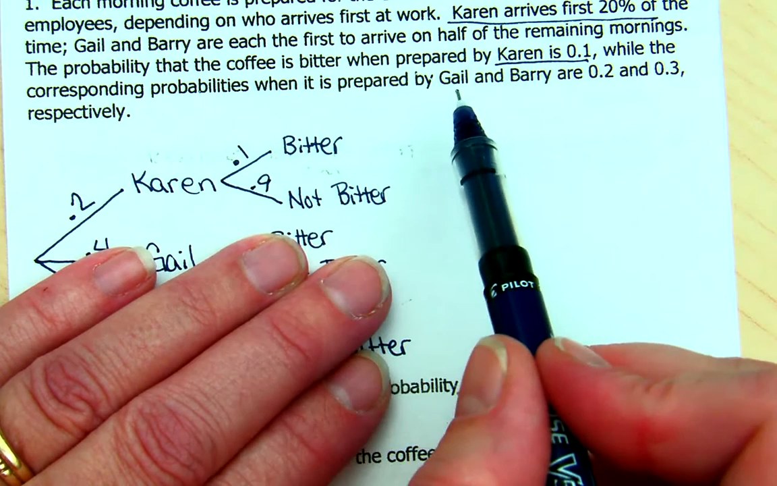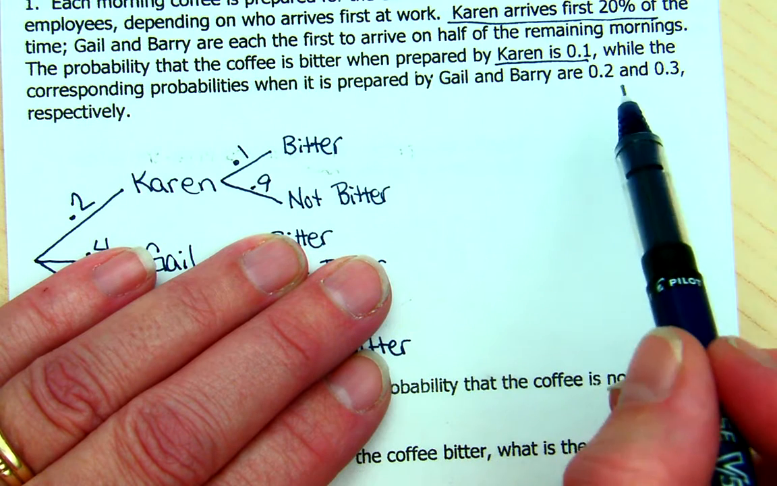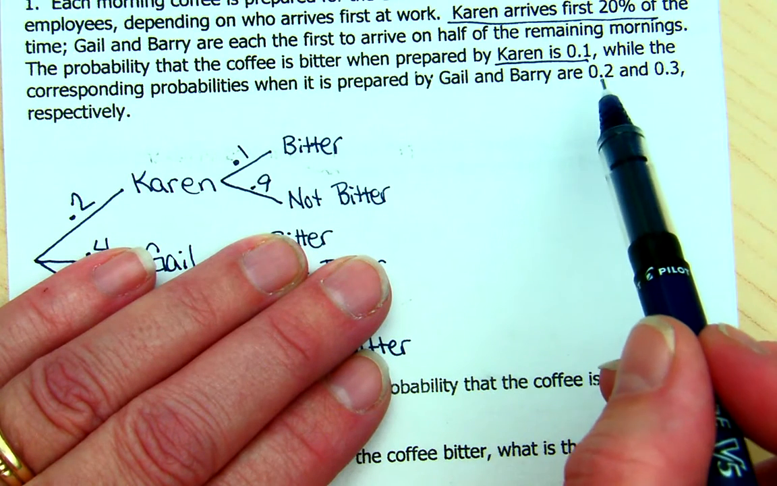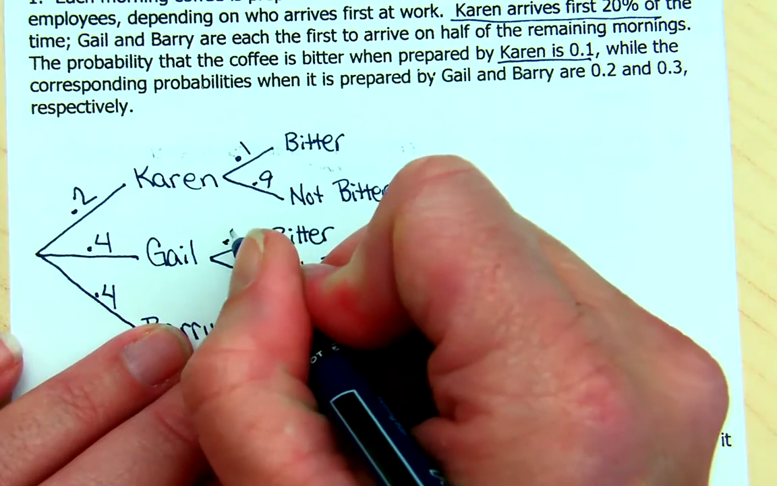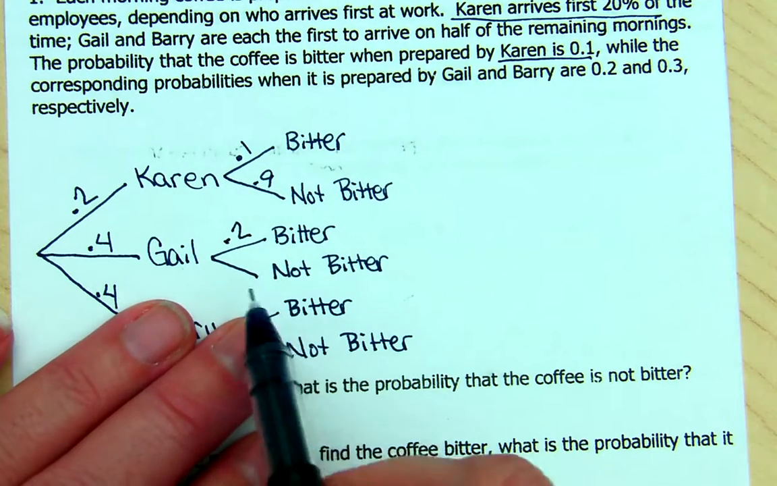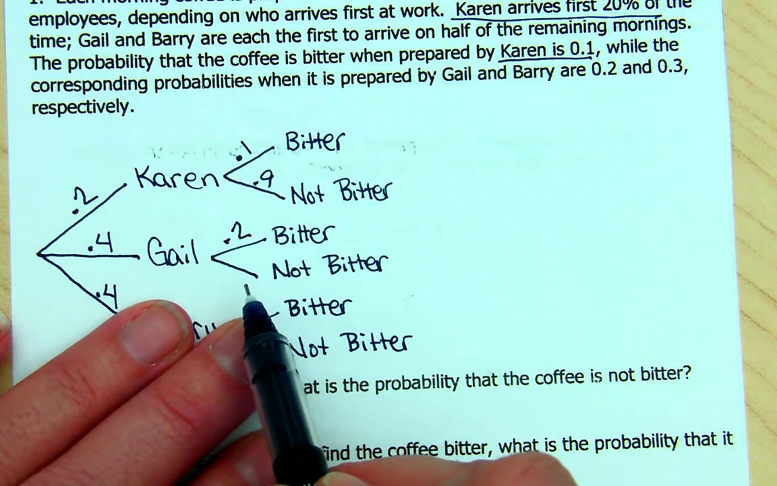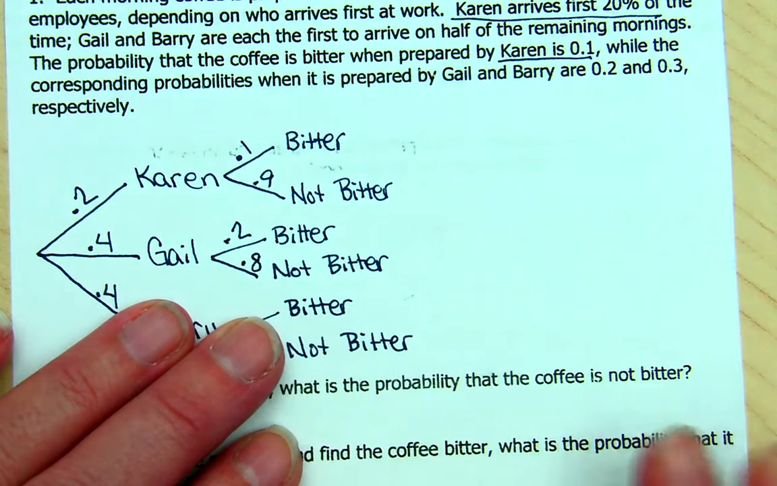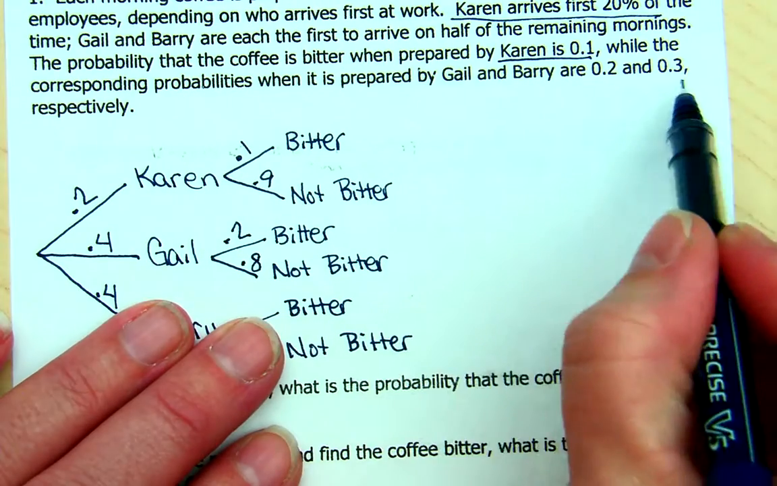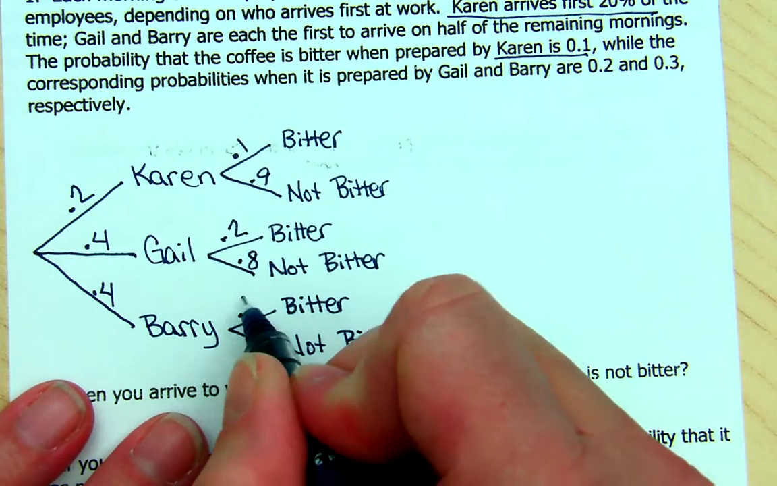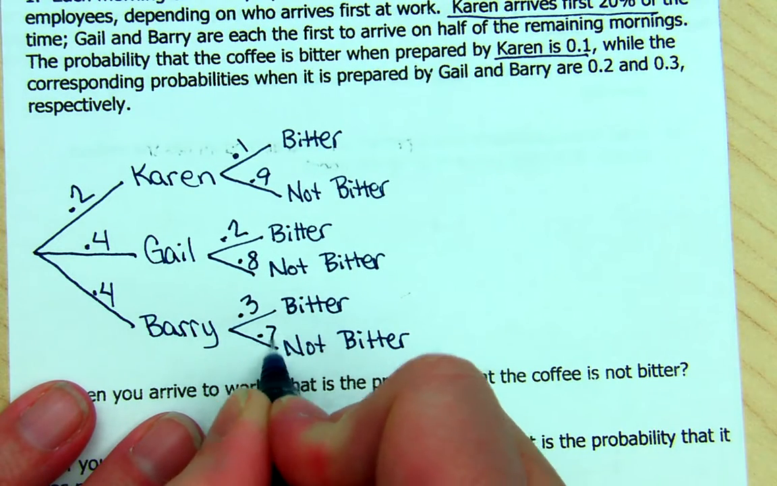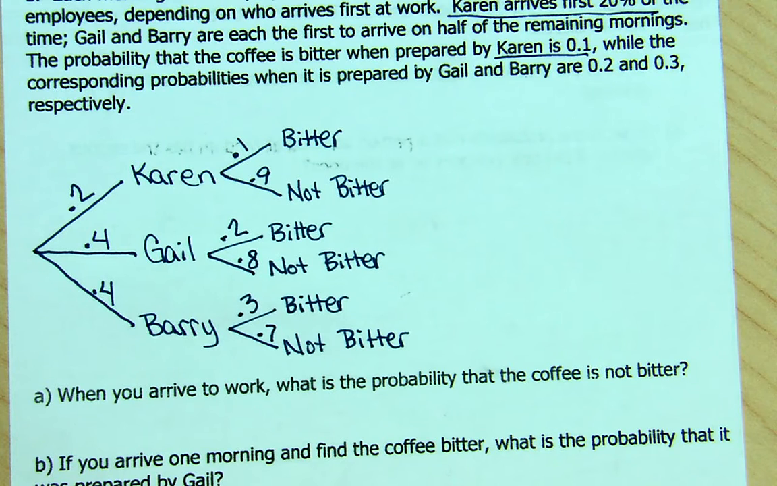And it says when it's prepared by Gail and Barry, it's 0.2 and 0.3. So Gail is 0.2 bitter. So that means Gail not bitter is how much? 0.8. Good. And then for Barry, we have 0.3 is bitter. So his not bitter, 0.7. Good.